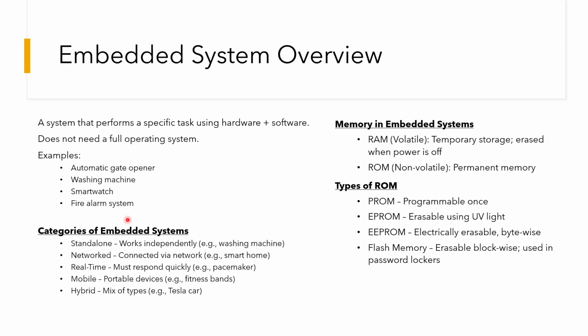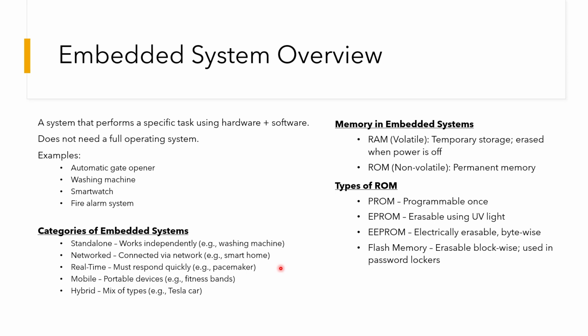There are categories of embedded systems. One is standalone, which works independently, like a washing machine. Then networked, which is connected via a network like Bluetooth or Wi-Fi, like smart home embedded systems. Then real-time, which must respond quickly.